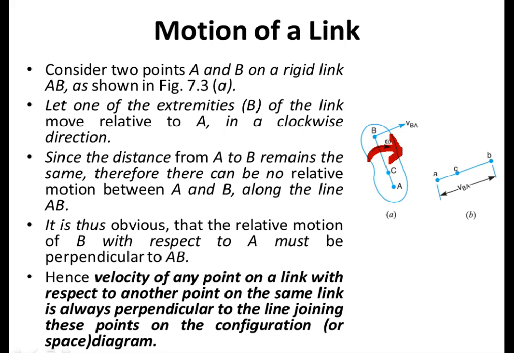Since the distance from A to B remains the same, there can be no relative motion between A and B along the line AB. This is obvious, that the relative motion of B with respect to A must be perpendicular to AB. Hence the velocity of any point on a link with respect to another point on the same link is always perpendicular to the line joining these points on the configuration or space diagram.